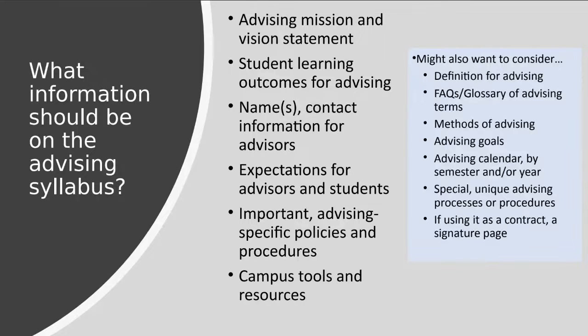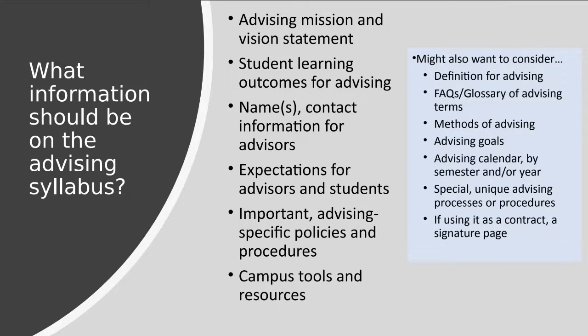So what should be there? This is an interesting question that gets rattled around a lot when people talk about an advising syllabus. What you see there in the center are probably what I typically see on most advising syllabi: mission, learning outcomes, obviously who the advisor is, expectations for advisors and students, some important policies and procedures, like here's when registration happens or here's how graduation works, and some campus tools and resources.